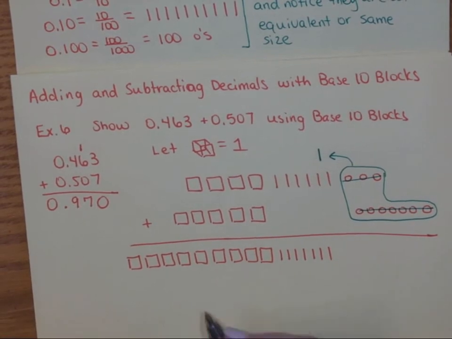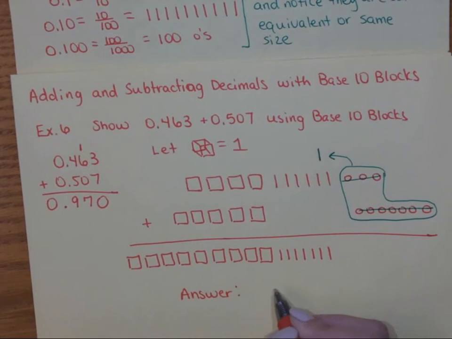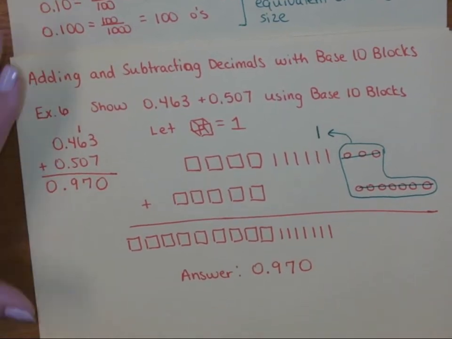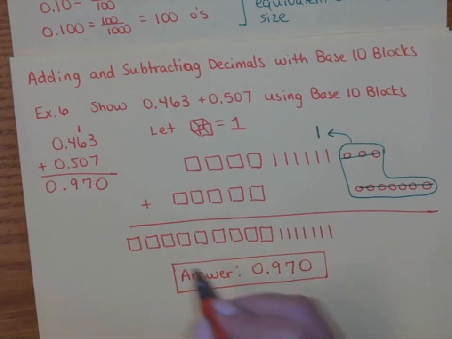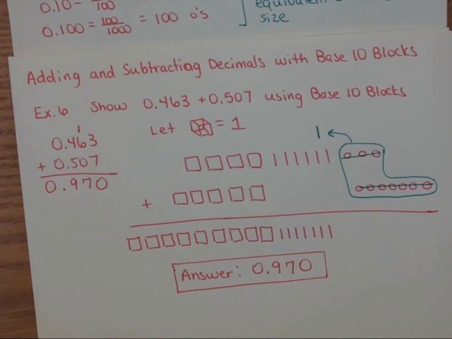Okay, so in the end, make sure you can write out the answer. Notice we have no cubes, so it's 0. We have 9 flats, so that's in the 10th spot. We have 7 longs, and we have 0 units. Okay. So that's how we kind of show this using base 10 blocks.